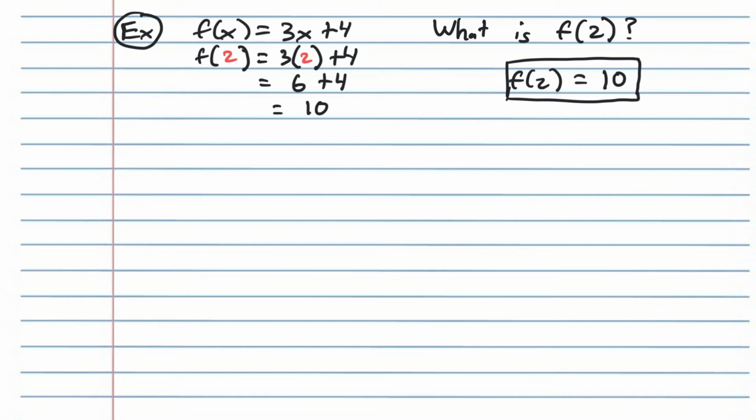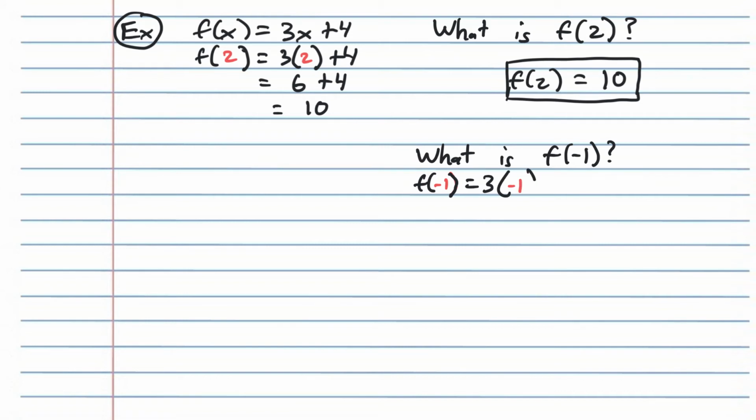So then I could also ask, let's do another one. Using this same function, so still using this same f function, what is f of negative 1? We just repeat the process. It's tied to the same question, so we're still using the same f of x. We're still going to plug in negative 1 to that 3x plus 4. So f of negative 1 is equal to 3, and then replace x with a negative 1.